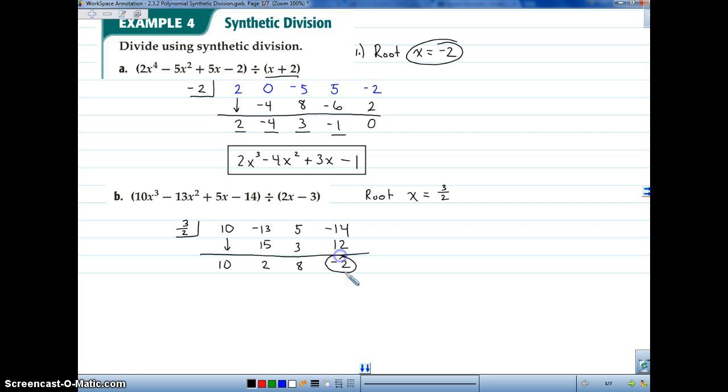So this is our remainder. That's not actually part of the terms for our depressed polynomial. These three terms, or these three coefficients, however, are part of the terms. So the answer would be 10x, again, you reduce your power by 1, 10x squared plus 2x plus 8 minus 2. And then we use what was our original expression that we were dividing by, 2x minus 3.